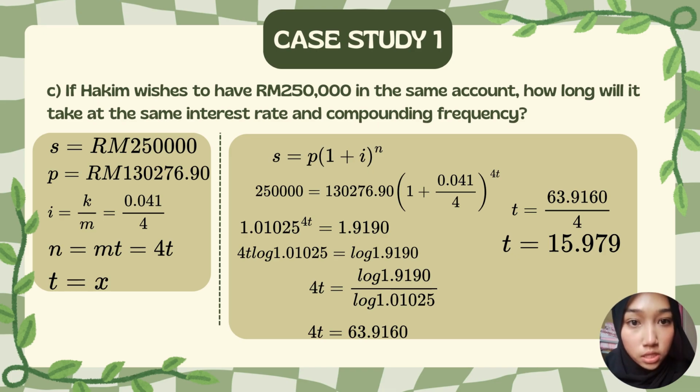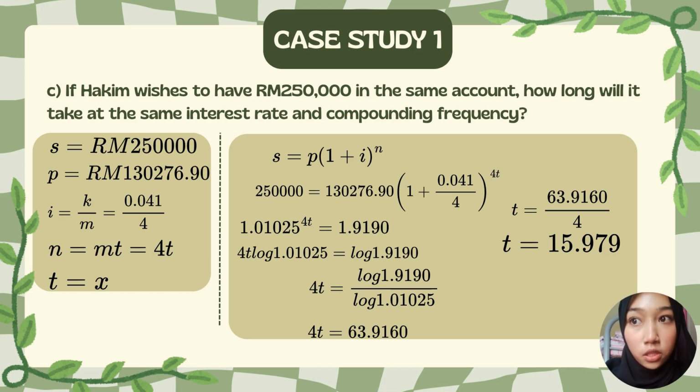RM250,000 equals RM130,276.90 times (1 plus 0.041 over 4) to the power of 40. Next, I simplify the value inside the brackets. 0.041 divided by 4 is 0.01025.